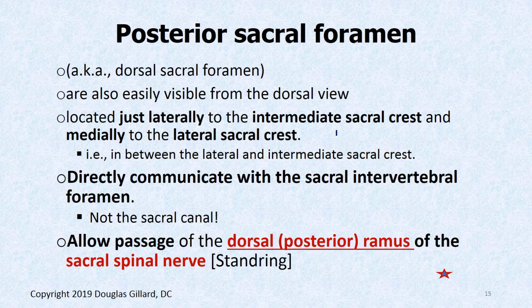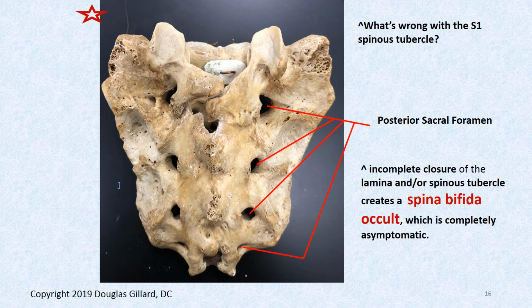They are in direct communication with the sacral intervertebral foramen. They are not in direct, that means like they run right into, they're not in direct communication with the sacral canal. And they allow the passage of the dorsal ramus of the sacral spinal nerves.